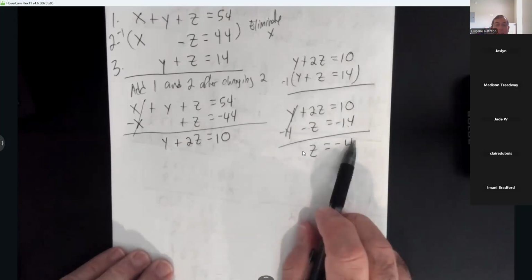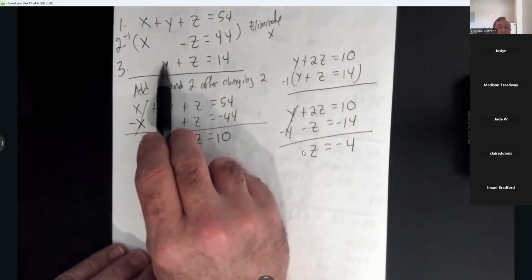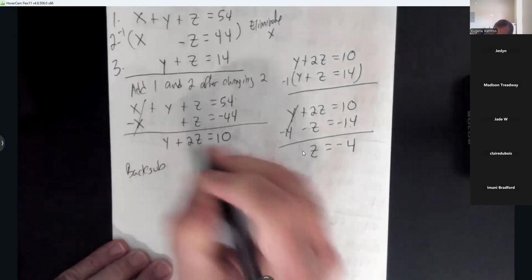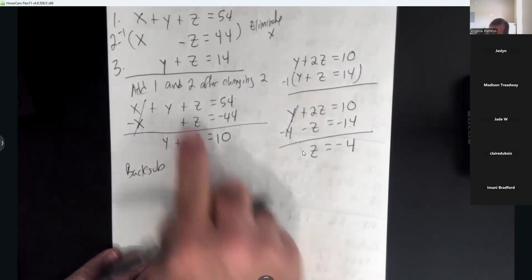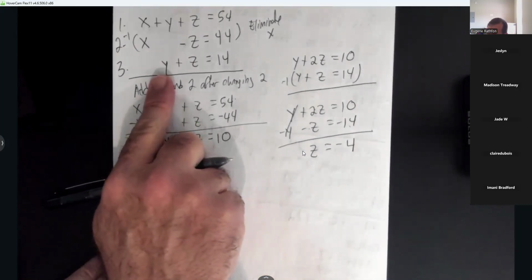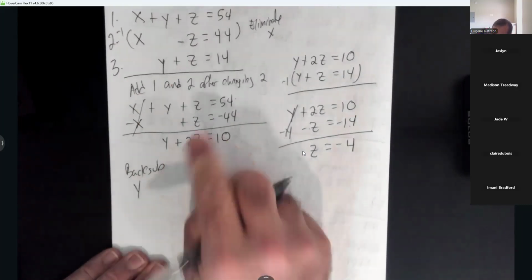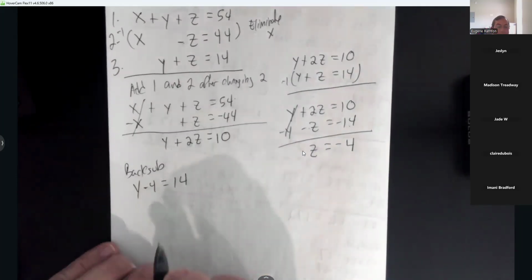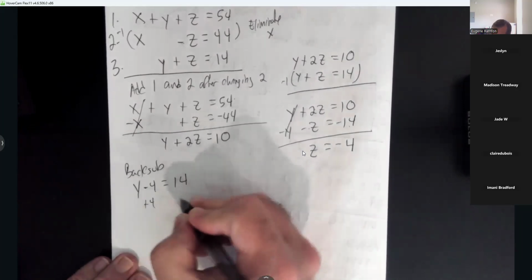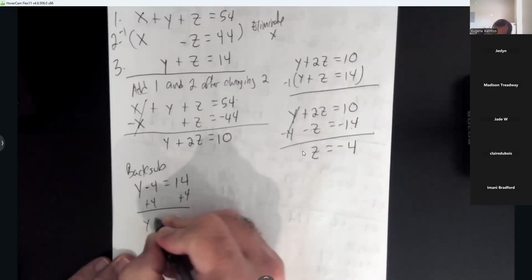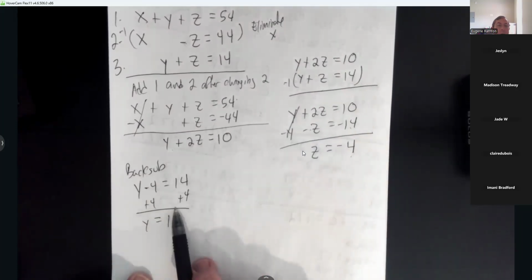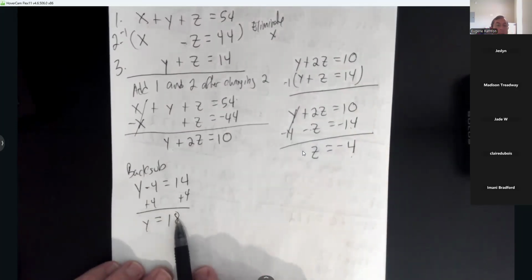So I know what the Z equals. So let's plug it right here and get the Y. So we're going to back substitute. I'm going to use this one. Y plus Z, which is -4, equals 14. I can add 4 to both sides, and I get Y equals 18. So the Z is -4. The Y is 18.